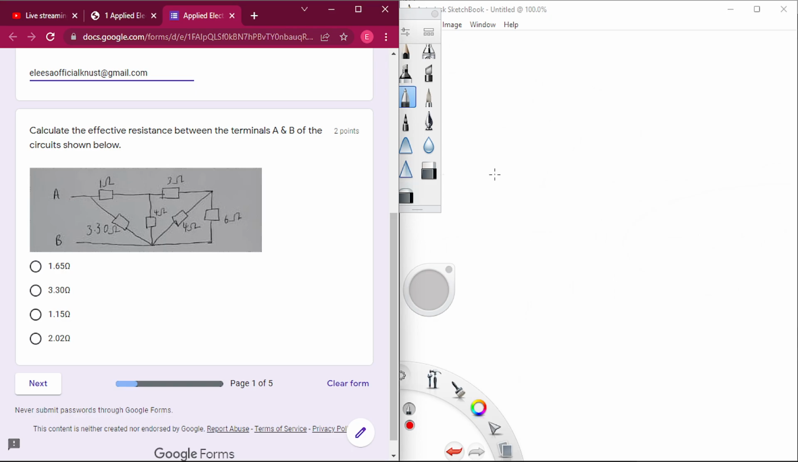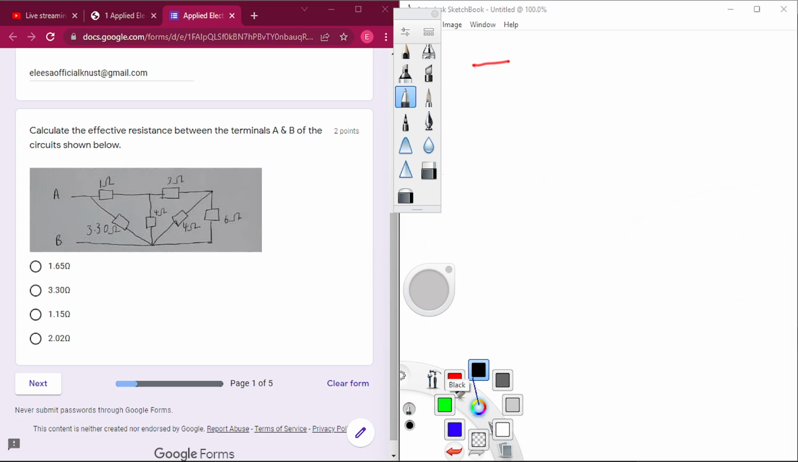we need to redraw it. We are being asked to calculate the effective resistance. Now we've learned how to find the effective resistance of components in series as well as components in parallel. And so that is exactly what we're going to do. Let's redraw the circuit.